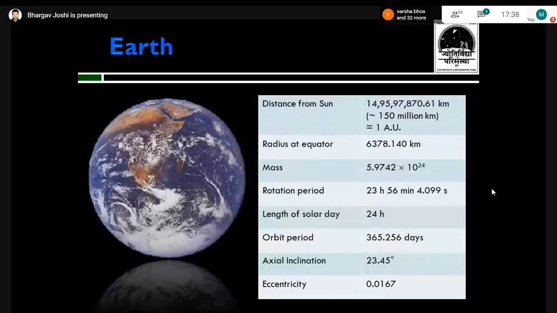So now let's take a look at planet Earth. Every time a planet comes up, you will see a list of parameters. We don't need to get into the details of all the parameters. We just need to make some important points that we can relate to other planets as well. The first thing is the distance from the sun. The distance given in the tabular form is actually the mean distance, 150 million kilometers.